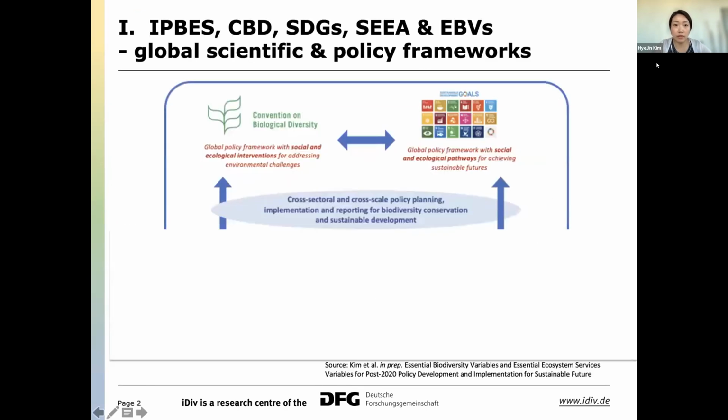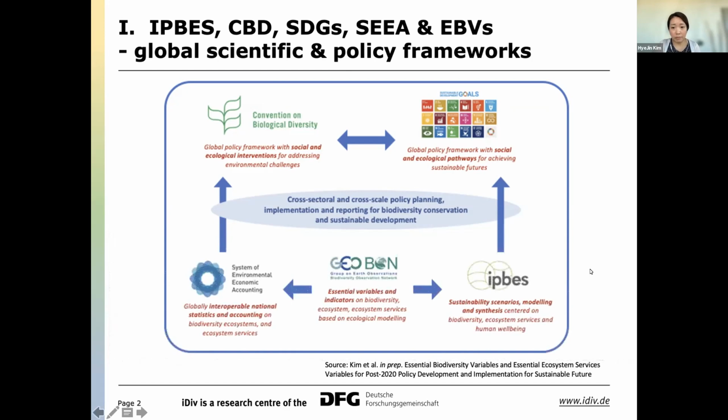In my PhD, I had to work with multiple global scientific and policy frameworks, majorly the Convention on Biological Diversity coming from the biodiversity community, and then the Sustainable Development Goals in terms of finding social and ecological pathways through scenarios and modeling. And I had to make sense of how the IPBES, the Intergovernmental Platform on Biodiversity and Ecosystem Services, assessing the status and trends on biodiversity and ecosystem services and meeting human needs, and various data and modeling frameworks actually align with and inform these global frameworks.